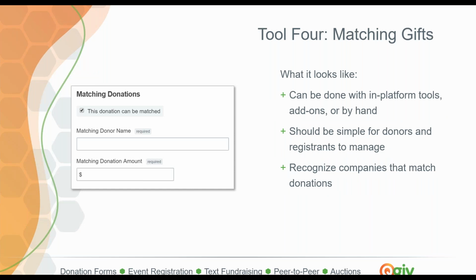In Qgiv, we do have a tool where you can let donors indicate that their gift can be matched. You can do this in the platform. You can also do it by hand if you don't have this tool in your current peer-to-peer event. The big thing to remember is that this tool should be very easy for your donors to use. People are not used to submitting matching gifts, and so the easier you can make the process, the more likely they are to do that. And then if you are working with a partner that has decided to match gifts, do recognize them publicly. They'll be more likely to continue to do that in the future.